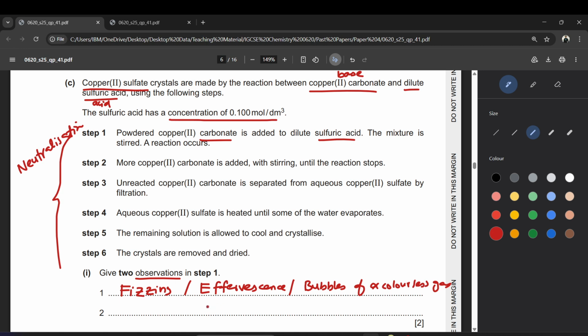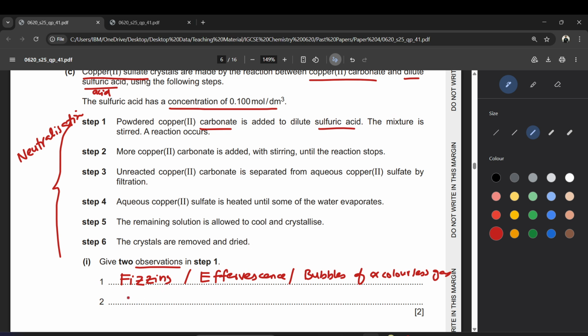All right, so the next one would be, because when we add copper carbonate, it is going to immediately start reacting, right? So it's going to dissolve into the acid. So you won't be able to see the solid, right? So we can say that the solid, or copper carbonate, dissolves, or it disappears. Okay, that's the first thing. So we can say solid dissolves, or you can say disappears.